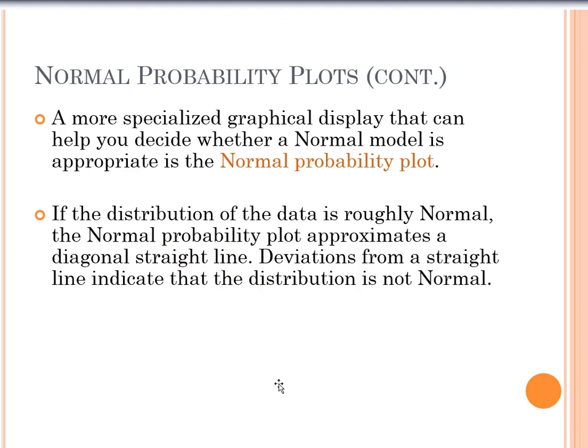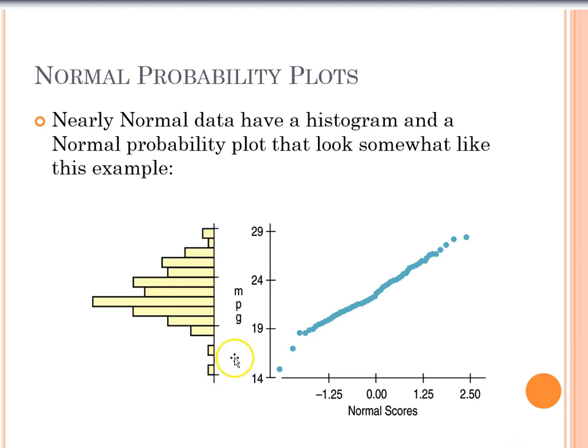If the data or observations are not normal, then that line is going to curve or bend and it's not going to look like a straight line. And if you don't have a straight line, then you will not have a normal distribution and the normal model will not be appropriate. So here again is our normal probability plot for the variable of miles per gallon for fuel efficiency of cars. And you can see this looks like a pretty straight line that's diagonal across the graph.